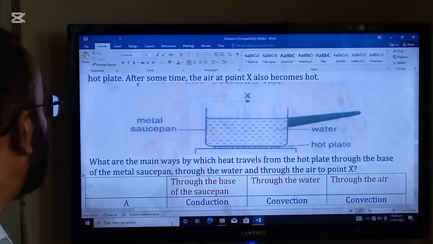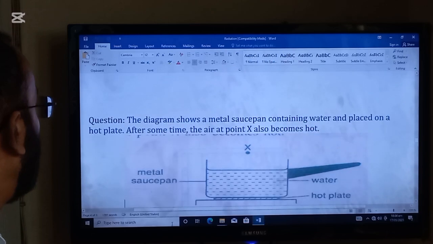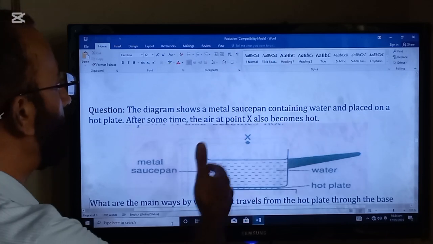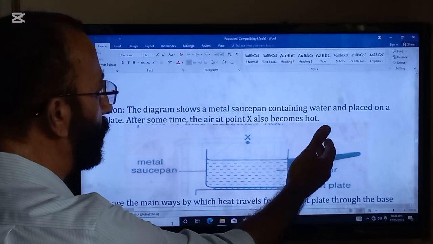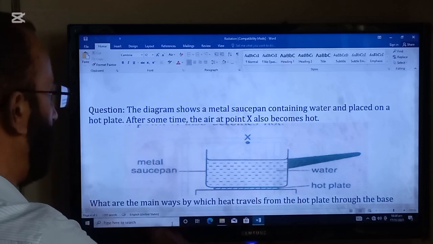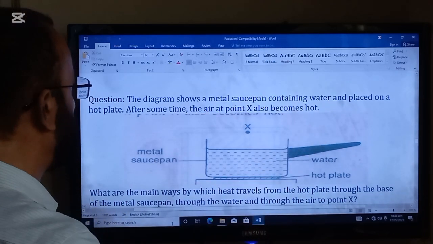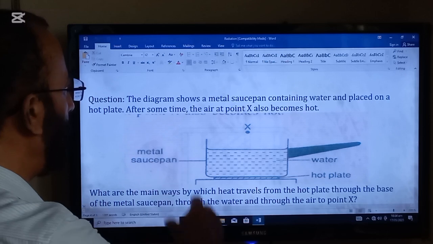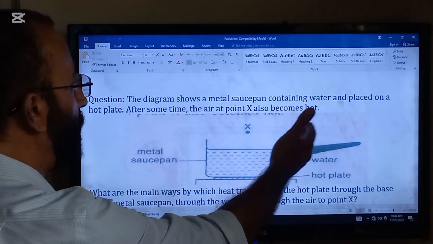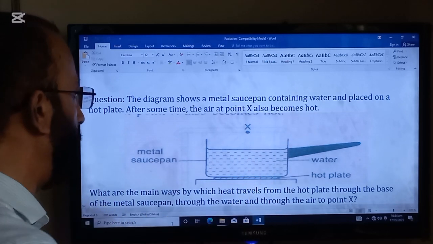Another question is here. The diagram shows a metal saucepan containing water placed on a hot plate. There is a hot plate on which the saucepan is placed. After some time, the air at point X also becomes hot. This is the point X.